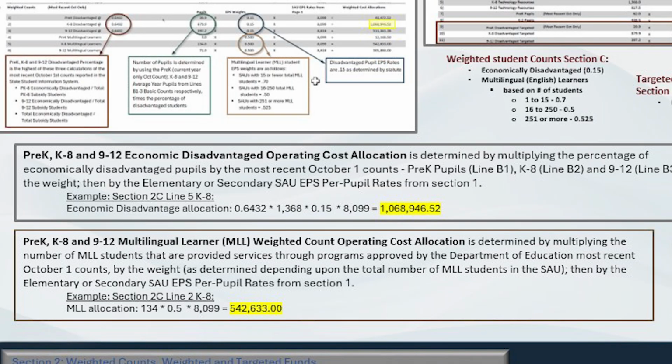So the math is simply, we take that percentage times the counts, times the weight, times the rate from section 1, and that gives you your cost allocation for economic disadvantage. In section 2C, that is 0.15, and then we have another weight for economic disadvantage down in section 2D, and that is 0.05. So that means in section 2, your economic disadvantaged counts provide a weight of 0.20 in additional supports. So again, those economic disadvantage counts are extremely important.